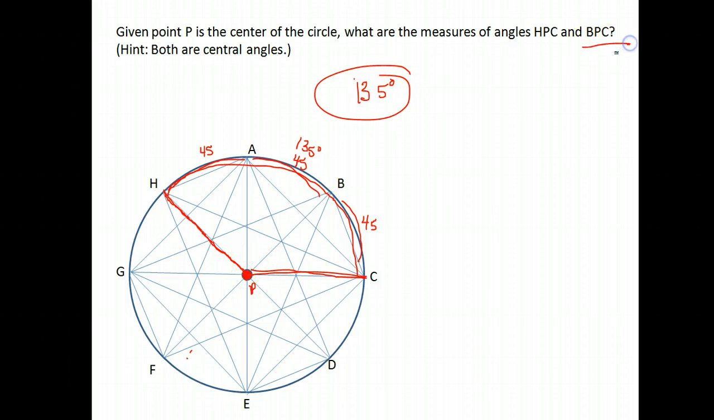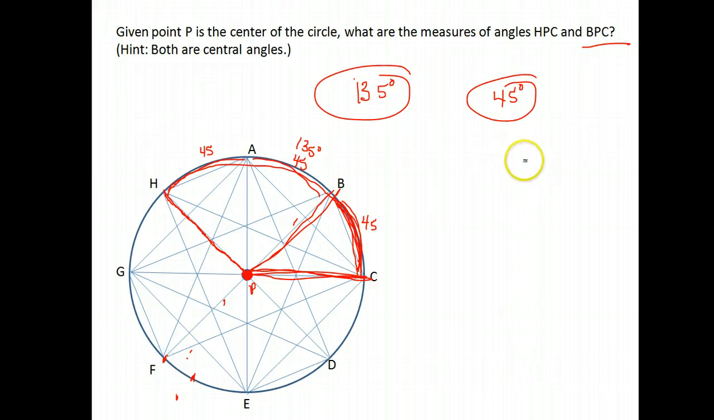Next, we're supposed to find BPC. Where is BPC located? Oh, there's B, down to P, out to C. What would its measure be? Again, its vertex is at the center of the circle, so it should equal its arc. The arc it creates is from B to C, and it's a 45-degree arc. So my angle is also a 45-degree angle. Again, that's because it's from the center and not clear out here at the edge.